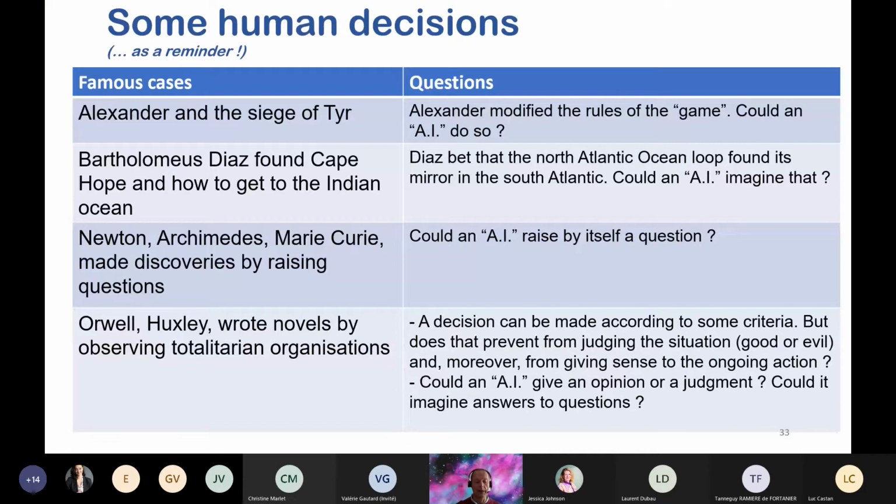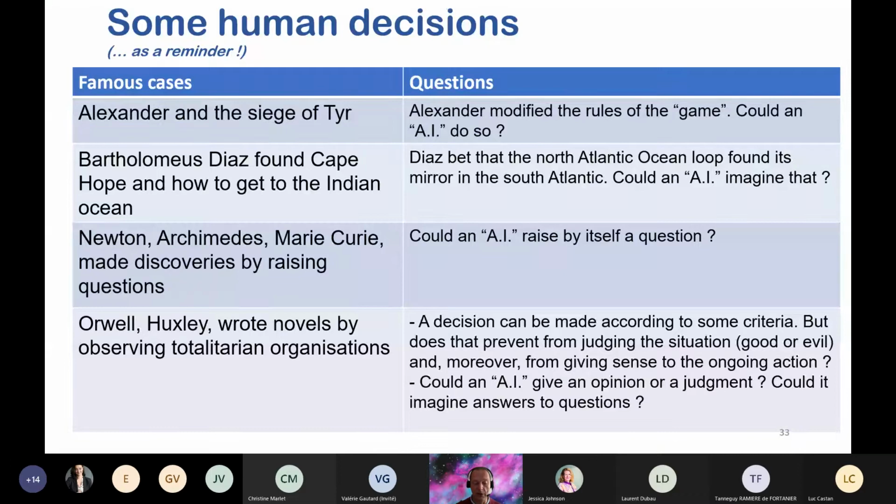Just to remind you of some human intelligence that can sometimes be surprisingly inventive. I will not read all of them, but during the siege of Tyre, Alexander modified the rules of the game because he built a wharf between the land and the island of Tyre. Could an AI do so?